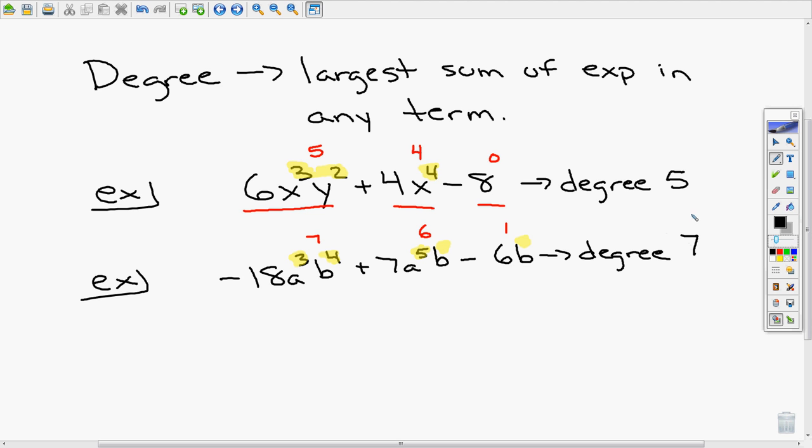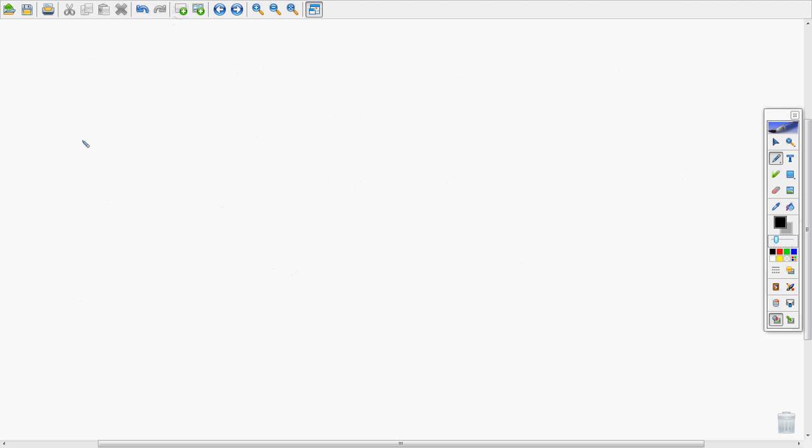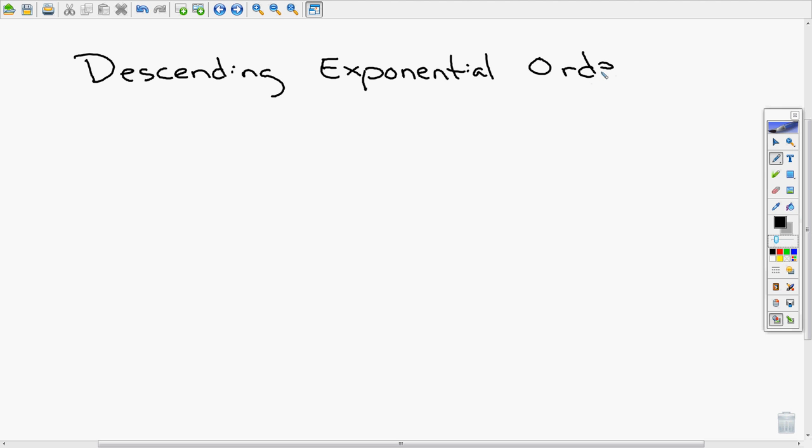Okay, there's two other things we need to talk about here. And one of them is something called descending exponential order. And this is just the proper way to write a polynomial in descending exponential order. Okay, it's where we reorder the terms from the largest degree to the smallest degree.